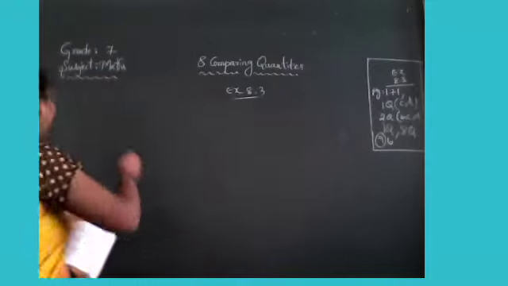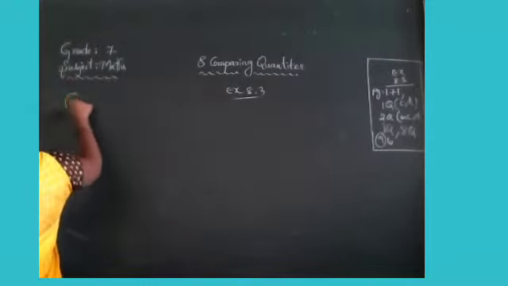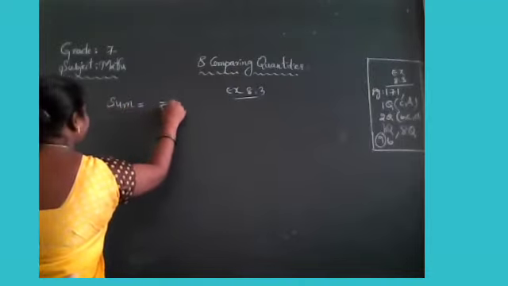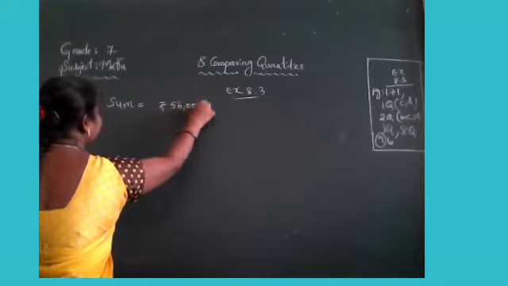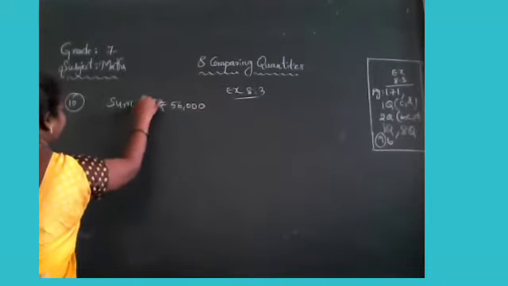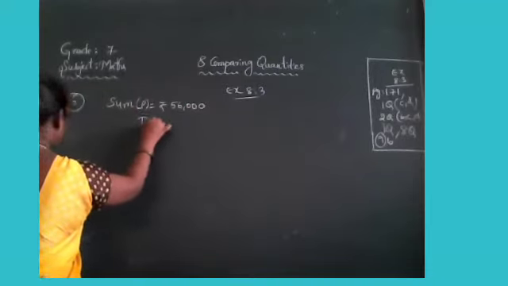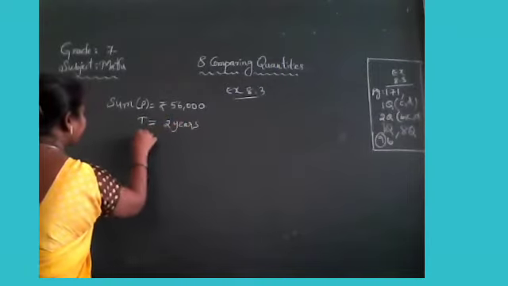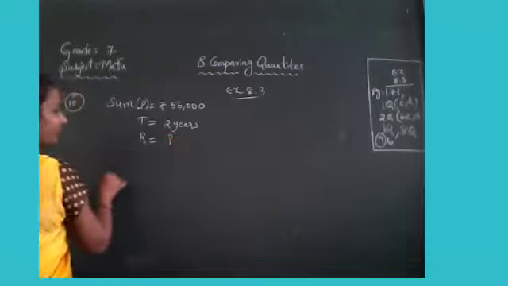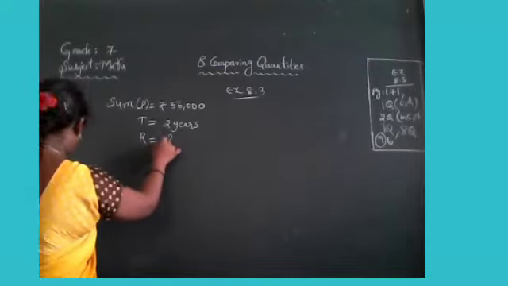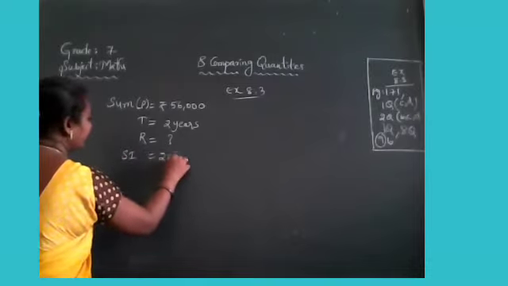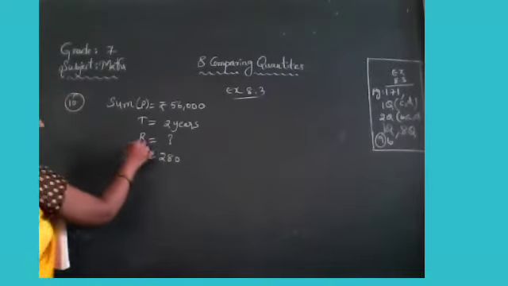So first write the given values here. What is the sum? Sum is 56,000. Sum is nothing but principal. And time is how many years? Time is 2 years and the rate is not given. So the rate per annum is not given, and simple interest is given, that is 280 rupees. We have to find the rate.